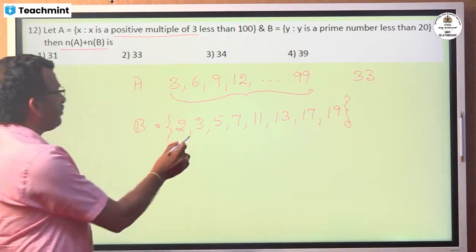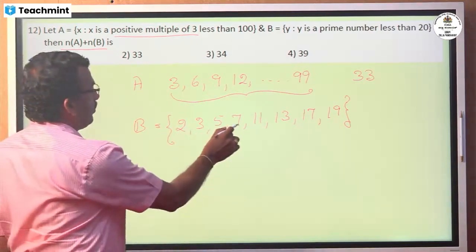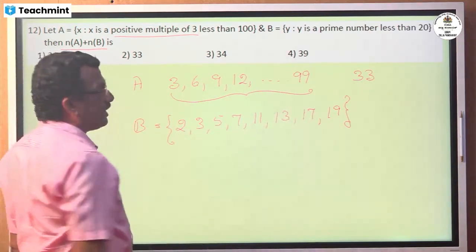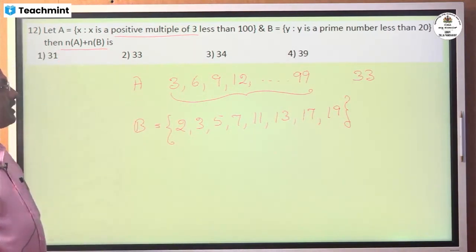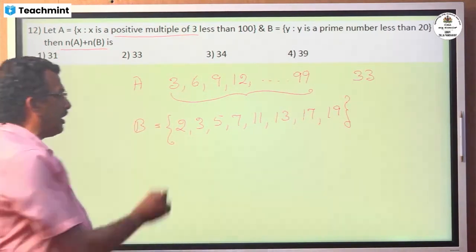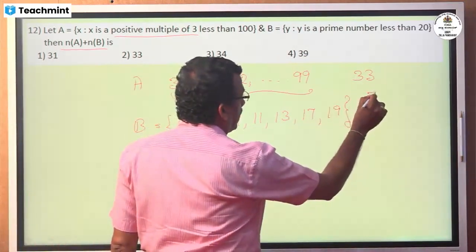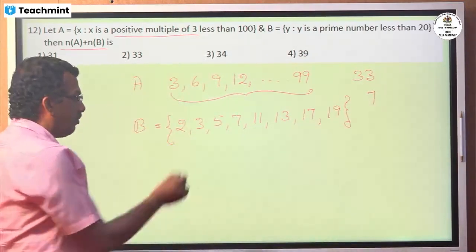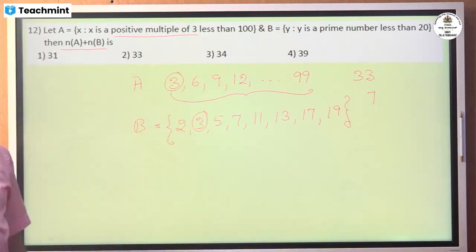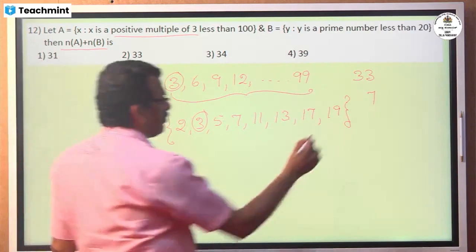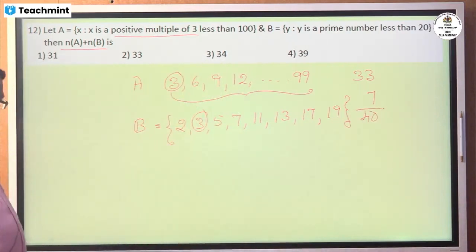There are 8 here: 1, 2, 3, 4, 5, 6, 7, 8. There, 33. What is n of A plus n of B? Adding these two, 8 plus 33. But I should not take 8, I should take 7, because 3 is common. One of the elements is common to both. So 33 plus 7 equals 40. Options are not given. Please consider that.